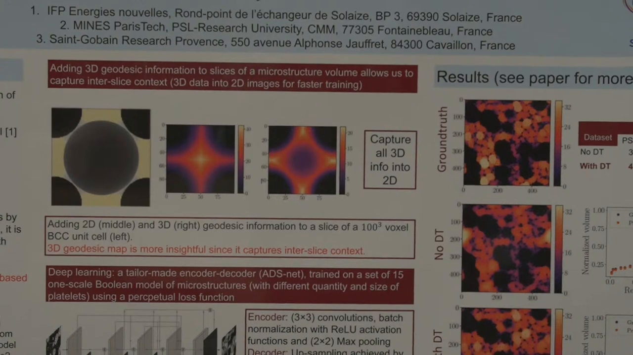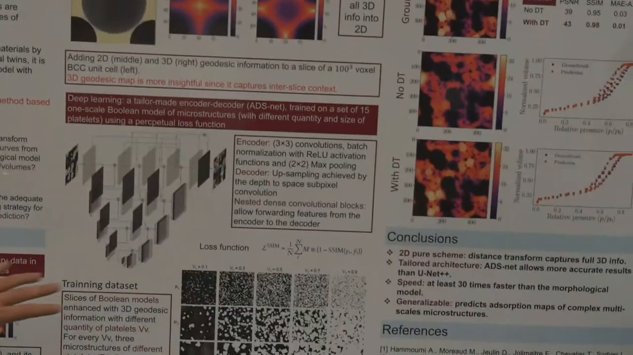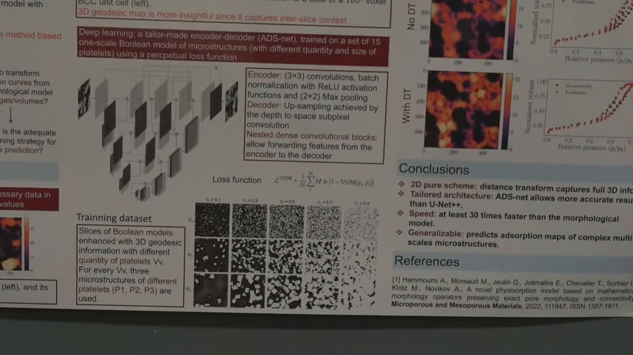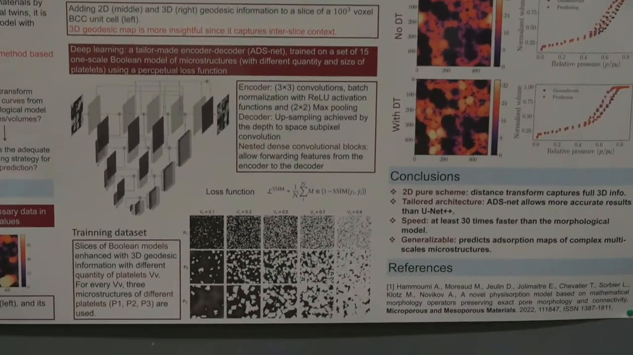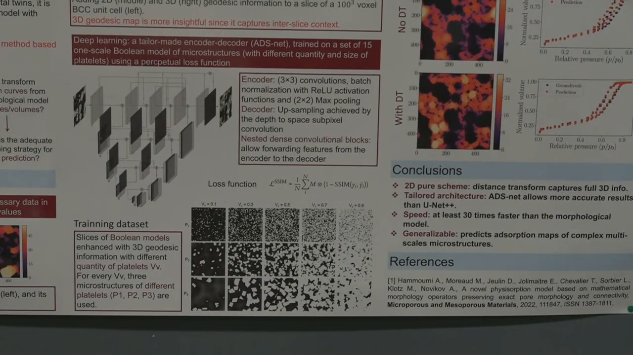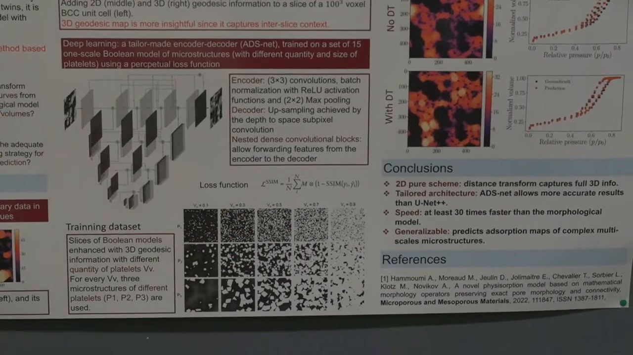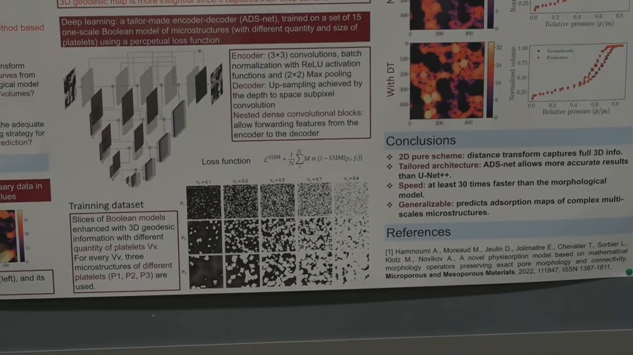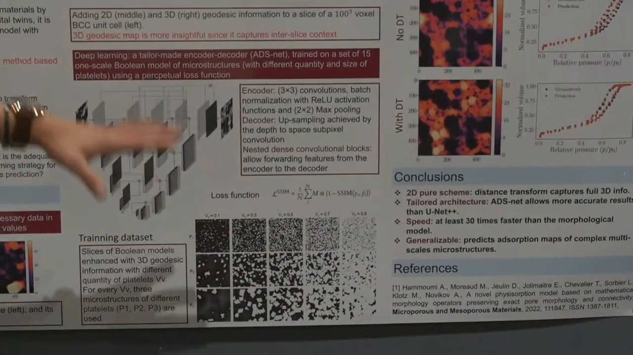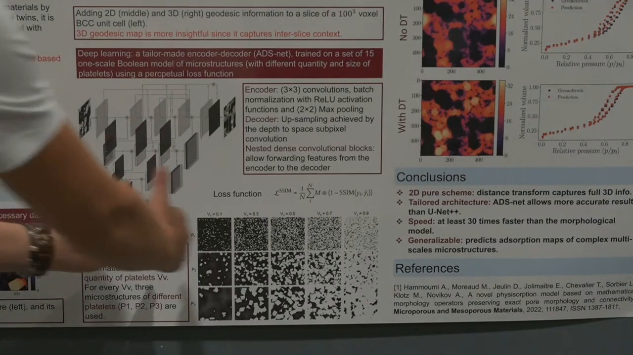And for that, we want to train our neural network on Boolean models of microstructures. Boolean models are based on one-scale porosity, and they are constructed by using the Poisson points process. So to have a data set that is representative, we use different quantities of the white objects, which are the platelets, which model the solid, and different sizes. So we have these volumes.